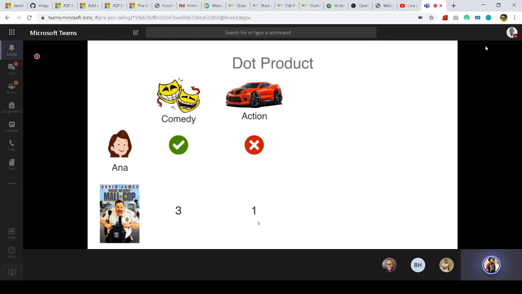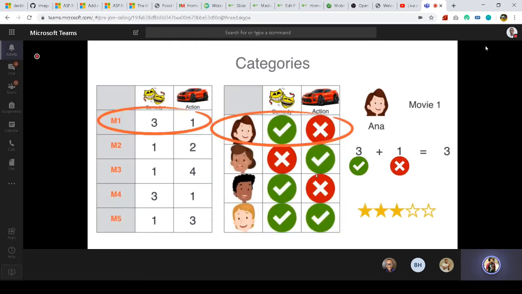So the dot product comes here. We consider a tick mark as 1 and a cross as 0. So the dot product will be 3 into 1 plus 1 into 0, which will be 3.